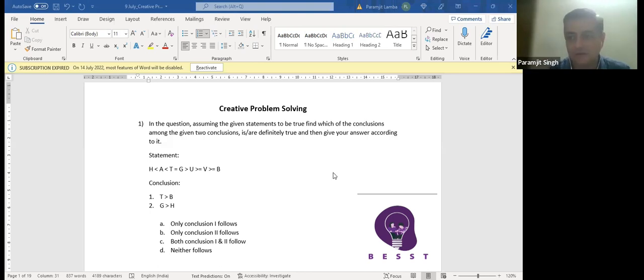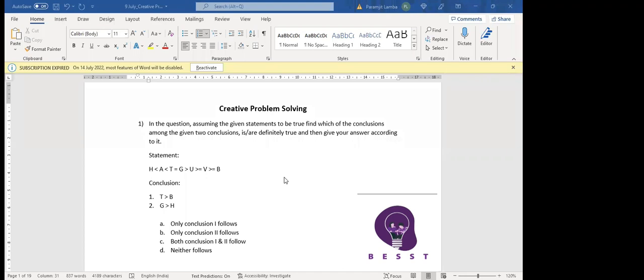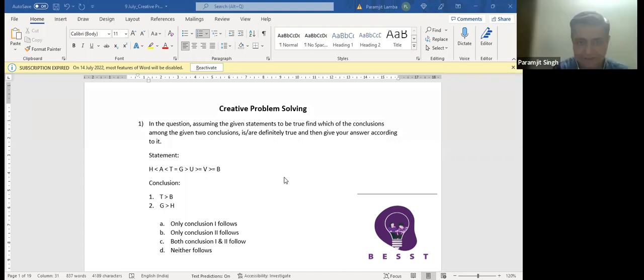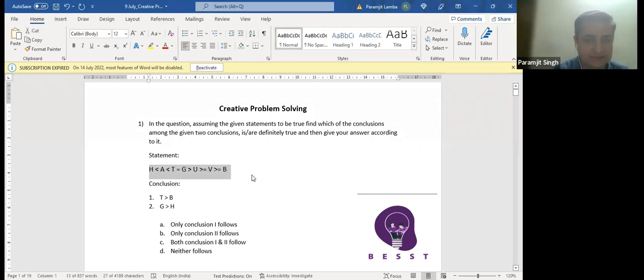With the first creative problem for today. The first creative problem for today is: assuming that the given statements are true, find which of the two given conclusions is definitely true, and then give your answer according to it. The statement is given over here. Shall we enlarge it a bit so that everyone can see?